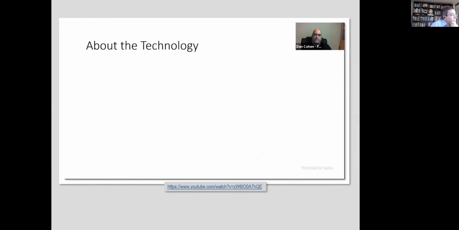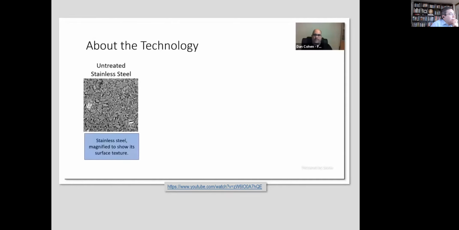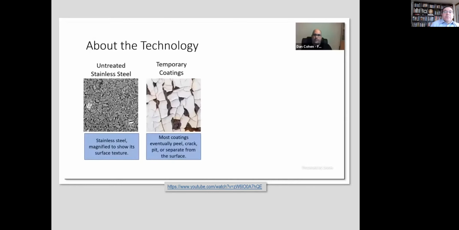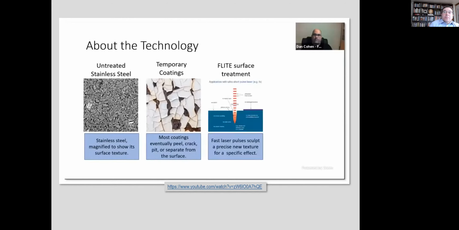So let's get into the details. I'd like to teach you about this technology in under 1 minute. This is the surface of stainless steel. And when it's magnified, you can see that its natural texture is rough and random. And when coatings are applied, they eventually fail, leaving the surface vulnerable and scattering toxic residue into the air and water. Our patented pulse technique sculpts a new texture that has a specific function.